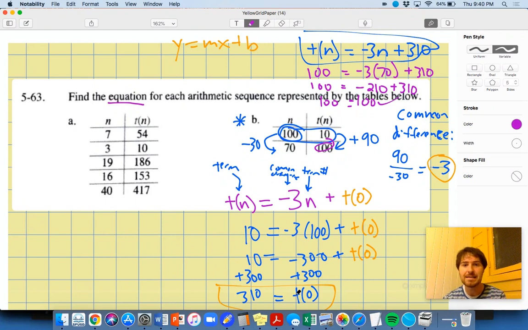Hopefully you saw how you got t of 0 there. You simply knew what one of the term numbers was, you knew what that term value was as well, and you knew the common difference. Those are the other three things in the equation for an arithmetic sequence. Remember, the equation for an arithmetic sequence, we'll go over this tomorrow as well, is that the output value equals the common difference, not the slope, times whatever term number you're looking for, and then adding that initial value to it, t of 0 here.